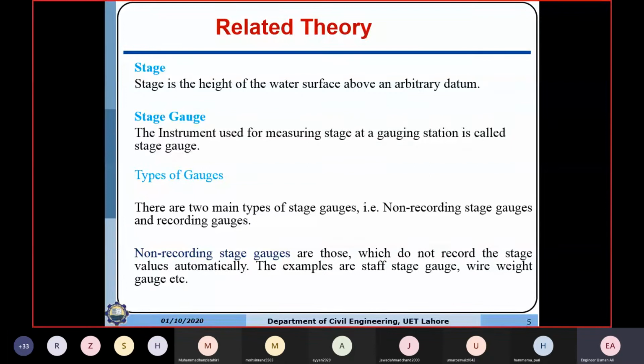There are two types of stage gauges that we have, non-recording and recording, just like the rain gauges. Non-recording stage gauges are those which do not have a continuous record of the stage values, and they give you the stage value after a fixed time interval, like after 24 hours or 1 day. Examples are the staff gauge and the wire weight gauge. These give you the stage in a river or channel after a fixed time interval, depending on your measurement and observation. So normally daily readings can be taken based on this.